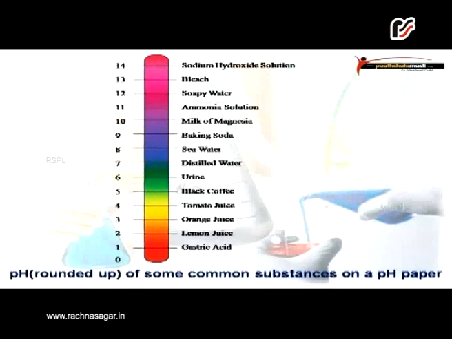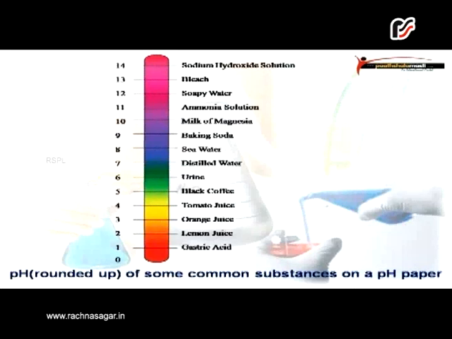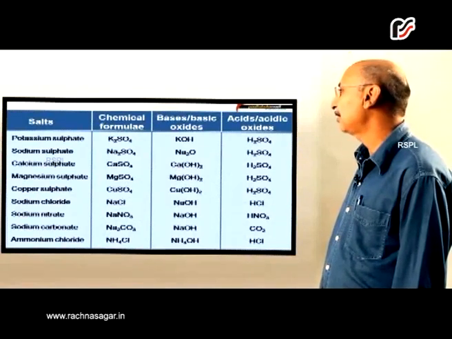Tomato juice is also acidic in nature. Its pH is approximately 4. Orange juice is also acidic in nature. Its pH is approximately equal to 3. Lemon juice has pH equal to 2. Gastric acid, that is hydrochloric acid secreted in the gastric juice, is strongly acidic. Its pH is between 1 and 2. And 1 molar HCl has pH equal to 0. It is strongly acidic. Now we are going to take up how salts are formed.